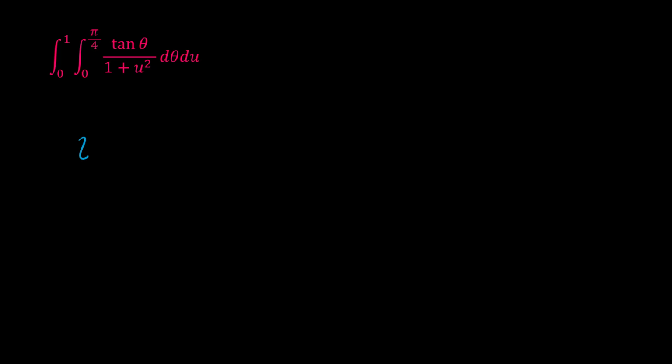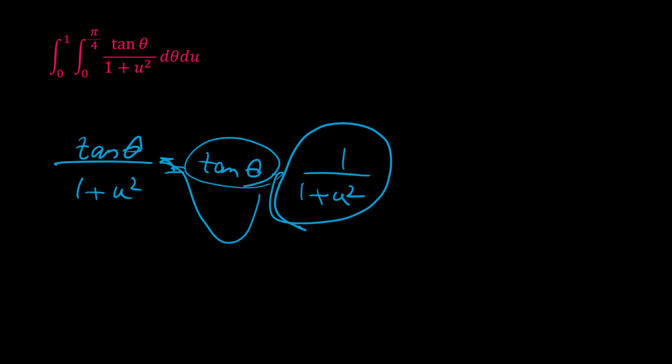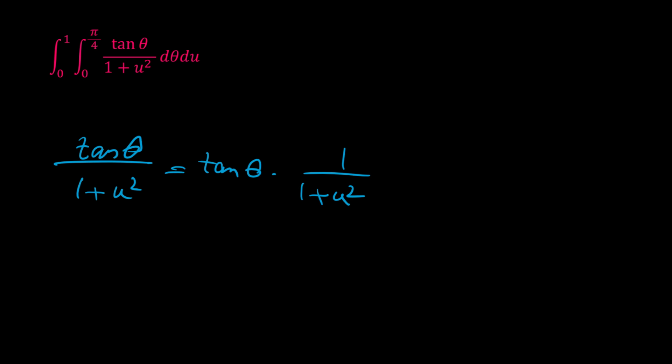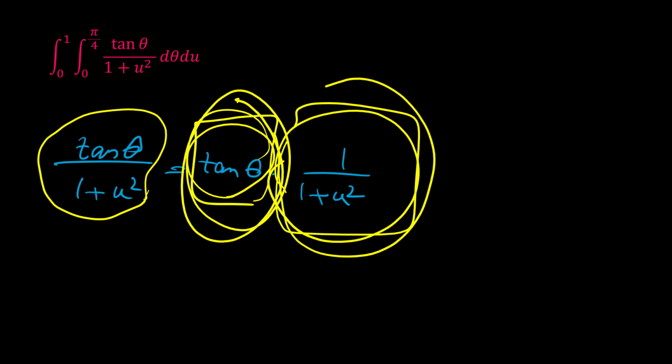We can write tangent theta over 1 plus u to the 2 in the form of tangent theta times 1 over 1 plus u to the 2. If you multiply tangent by this fraction, it's exactly this fraction. So it should be clear that we can write this function in this form. Now we have written this function as product of two functions, one of them only in terms of theta, the other only in terms of u.